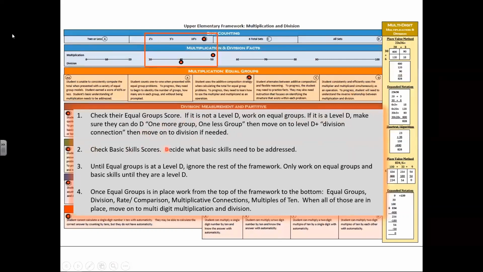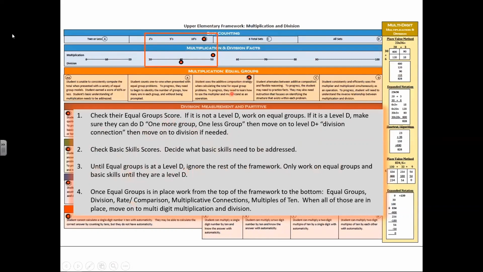Number 2, always check their basic skills. Decide what basic skills need to be addressed. Until equal groups is level D, ignore the rest of the framework. Only work on equal groups and basic skills until they're level D. And remember, you're going to test students. They're going to have a lot of things to work on.